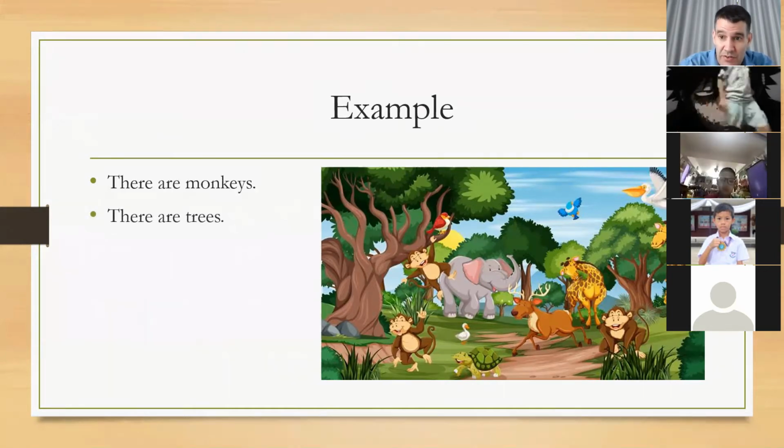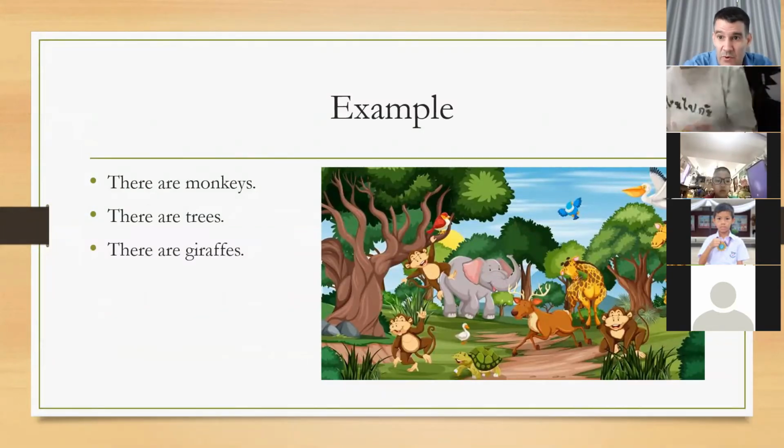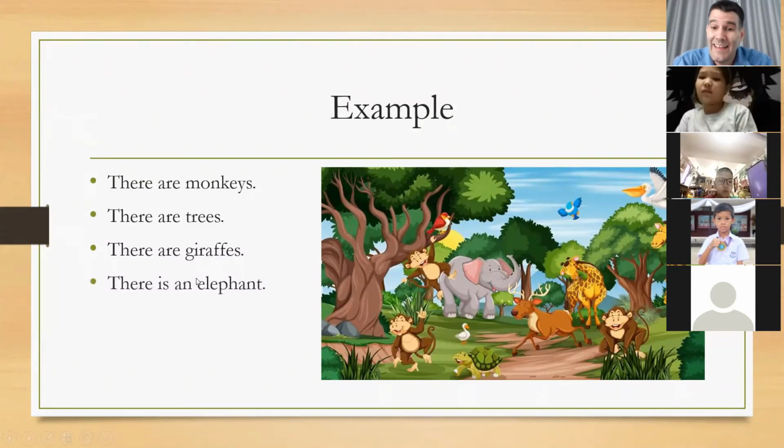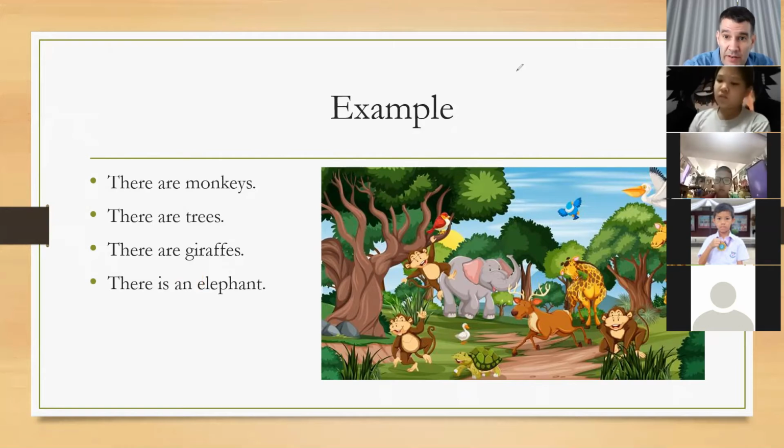There is more than one tree. So there are trees. There are giraffes. Because there is more than one giraffe. There are 2. Or there is an elephant. There is only one elephant. So remember, if there is only one of something, we have to use an article, a or an. If there is more than one, we do not use one.